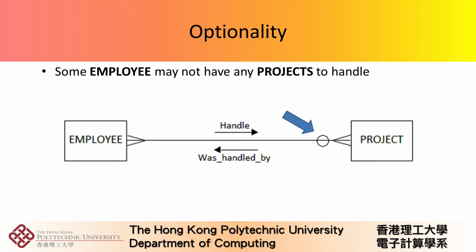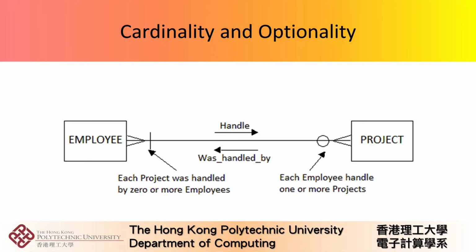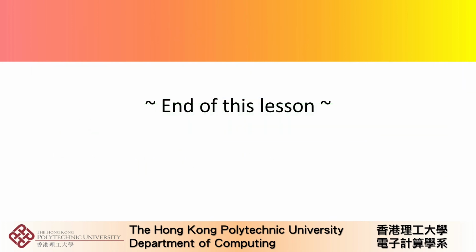Some employees may not have any projects to handle. Therefore, we use this notation. Each project must be handled by at least one employee. Therefore, we use this notation. This notation means that each project is handled by zero or more employees. And this notation means that each employee handles one or more projects. There are these four different cases for you to draw the ER diagram. That's the end of the lesson.